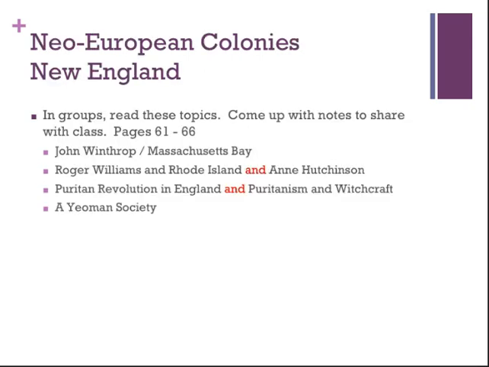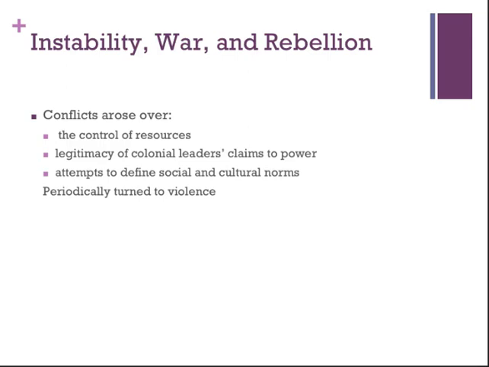Now, for some other reading, if you look at pages 61 through 66 in your book, research these topics a little bit: John Winthrop in the Massachusetts Bay Colony, Roger Williams in Rhode Island, Anne Hutchinson and her experience with Rhode Island. You had the Puritan Revolution in England, and Puritanism and witchcraft within the colonies. You might have heard of the Salem witch trials. And then you have a yeoman society. So if you look at 61 through 66, you'll gain a deeper understanding of these four topics.